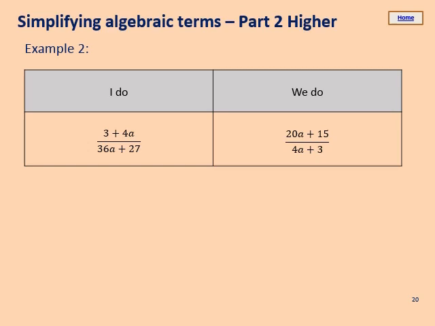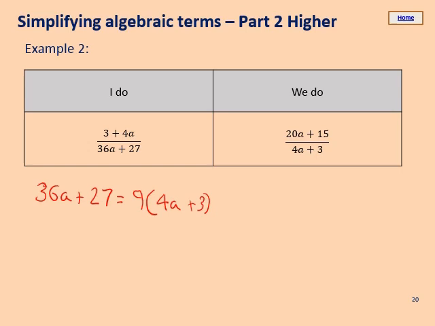But let's look at the bottom expression, 36a plus 27. If I factorise this, what's the highest common factor of 36a and 27? Again, it's going to be 9, so 9 goes outside the bracket. Then inside the bracket, 36a divided by 9 gives 4a, and positive 27 divided by 9 gives positive 3.